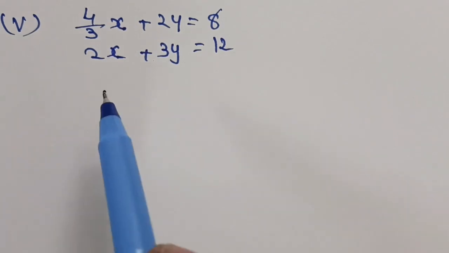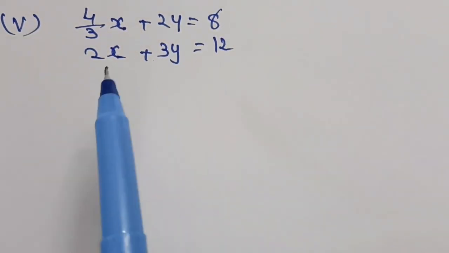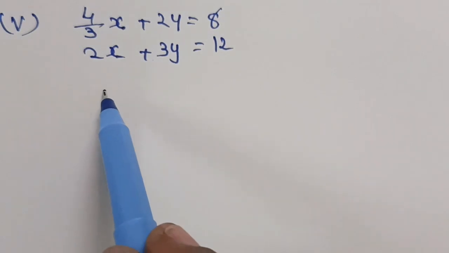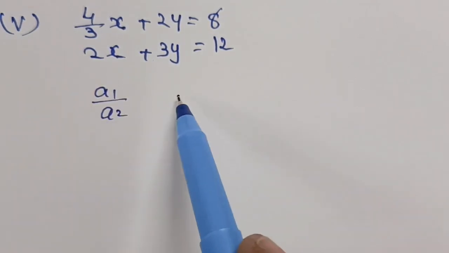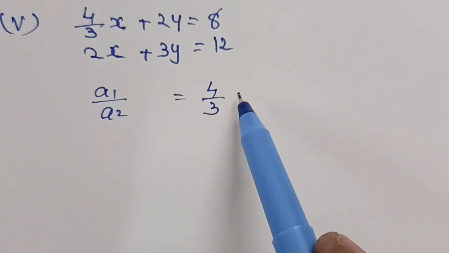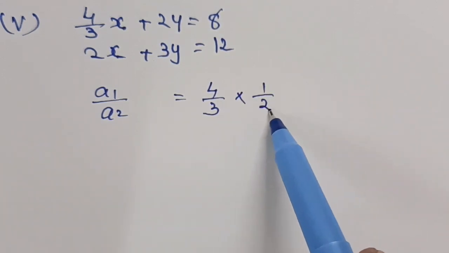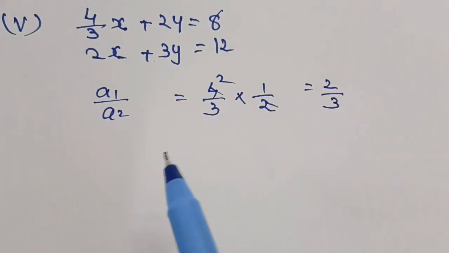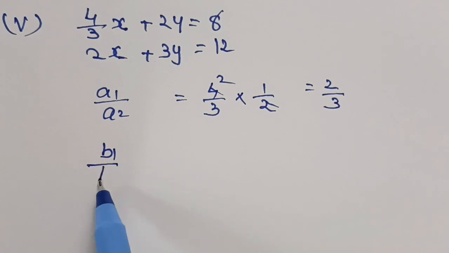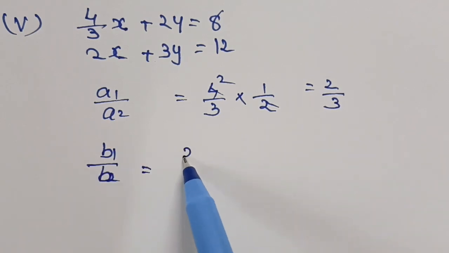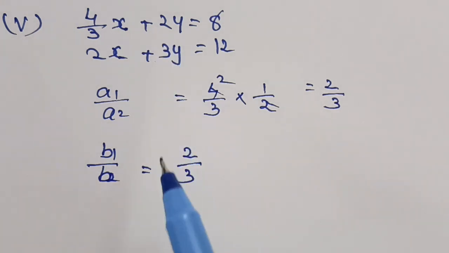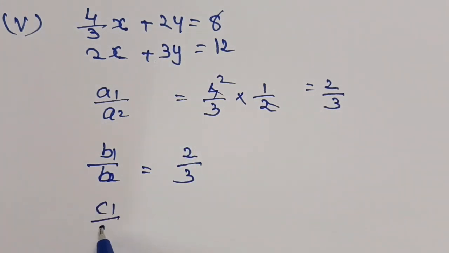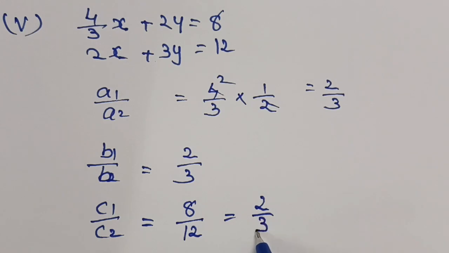Fifth question, 4 by 3 x plus 2y equal to 8, 2x plus 3y equal to 12. a1 by a2 is equal to 4 by 3 divided by 2, or we can write 4 by 3 into 1 by 2. Cancelling we get 2 by 3. a1 by a2 equal to 2 by 3. b1 by b2 equal to 2 by 3, the coefficient of y. c1 by c2 equal to 8 divided by 12. Cancelling by 4 we get, it is also equal to 2 by 3.